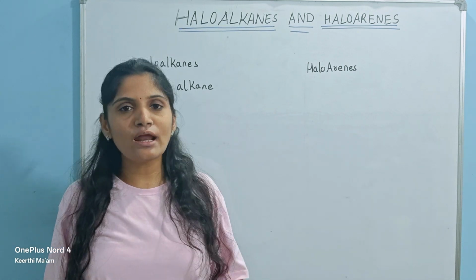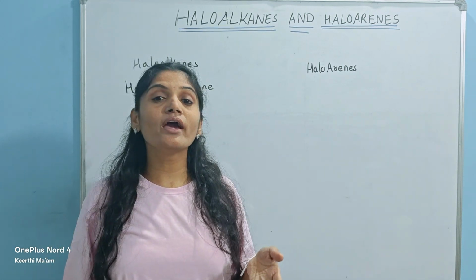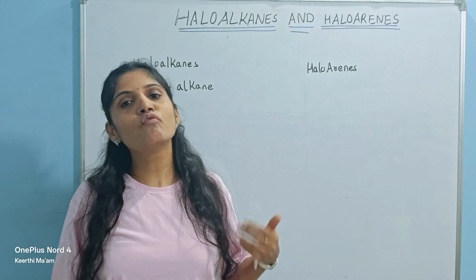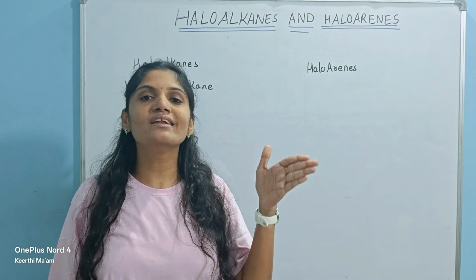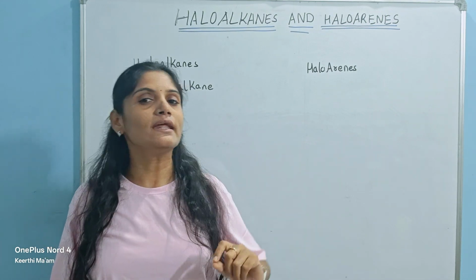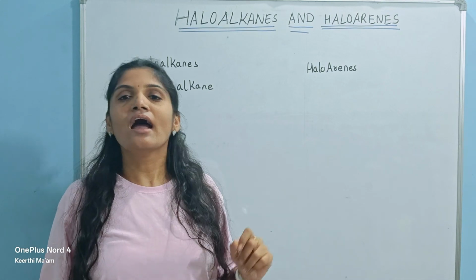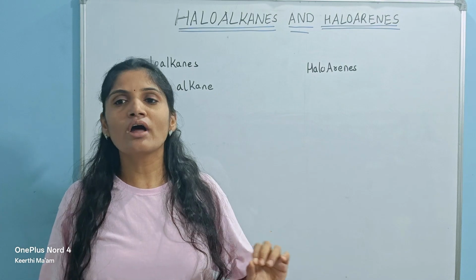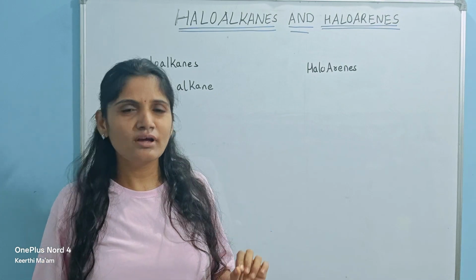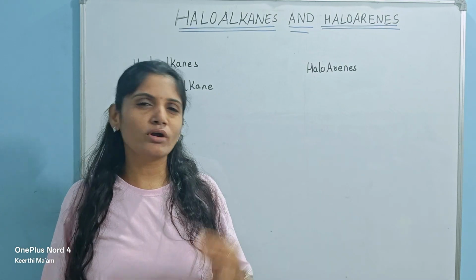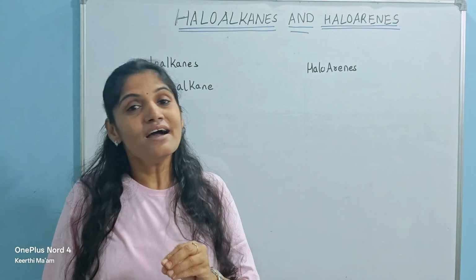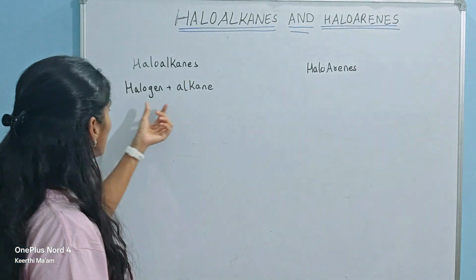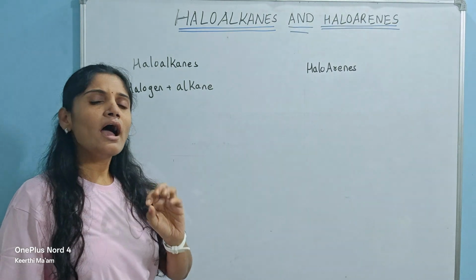Now, when I say halogens, you people are aware because you are in grade 12. Halogens are your fluorine, chlorine, bromine, iodine. It is basically the 17th group of your periodic table elements that are called halogens. And you know halogens are highly electronegative. They have very high ionization potential. They have smaller size when compared to metals. All that you would have already studied in your earlier grade. Now, halogen plus alkane is your haloalkane.